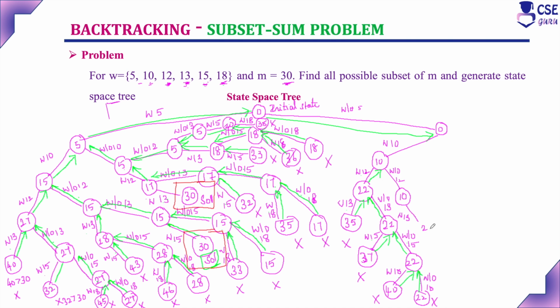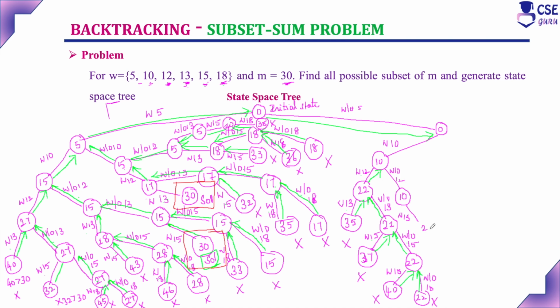Likewise, we need to construct the complete state space tree. The procedure is like this only. With that particular element, and without that particular element, we need to construct depth-wise. Whenever we reach a dead end, backtrack to the previous step and construct the state space tree by considering without that element. Likewise, we need to construct the complete state space tree.